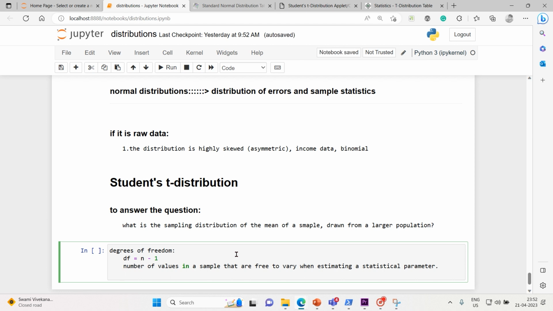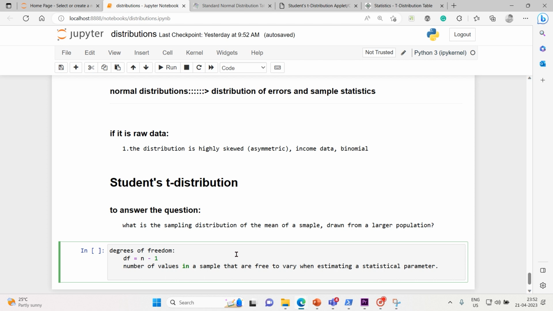So the idea behind the term degrees of freedom is that when estimating a parameter from a sample, there is some loss of information due to the fact that the parameter is being estimated from the sample and not from the entire population. So this loss of information is reflected in the reduction in the number of degrees of freedom.